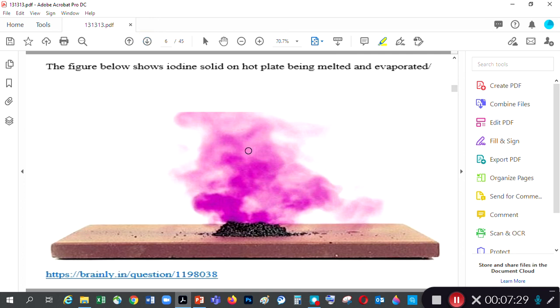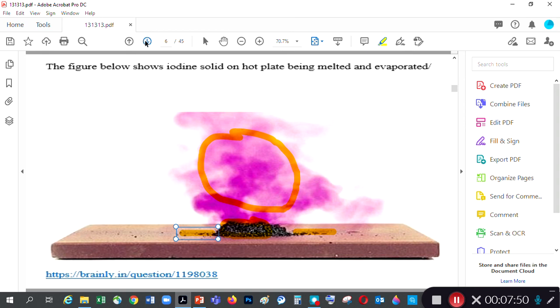This is a picture of the iodine. This is the solid here, and you can see the liquid is somewhere here, so you just can't see it very well. This is a hot plate, and this is the gas vapor. So you have solid, you have liquid here, and here you have the gas.